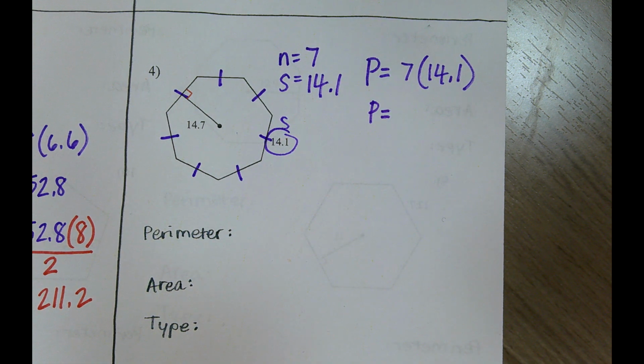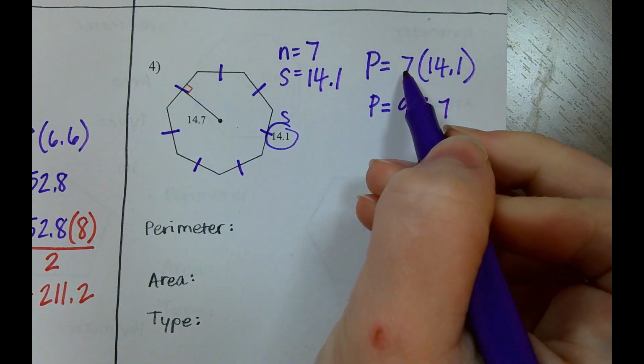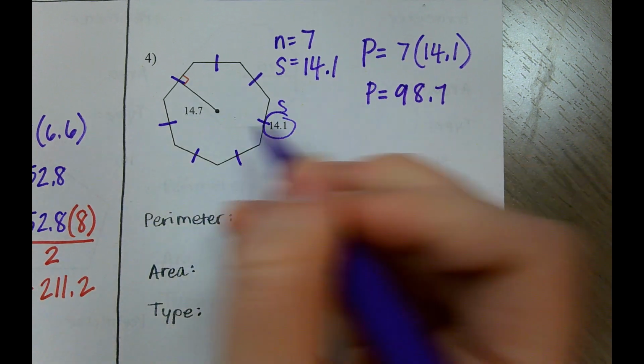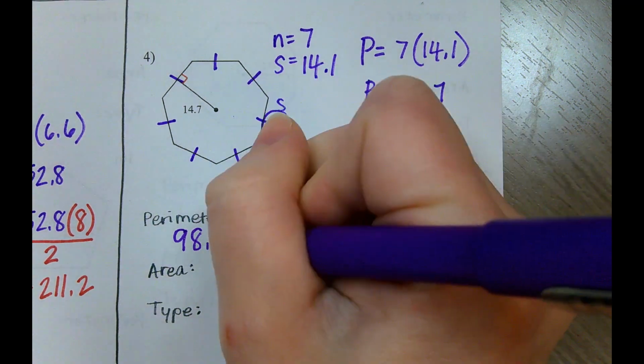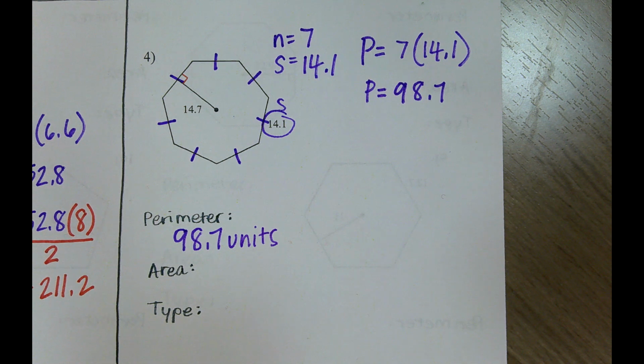Perfect. And when you multiply 7 times 14.1, you should get 98.7. That is our perimeter. You could also put inches, you can put yards, units, miles, whatever you want.